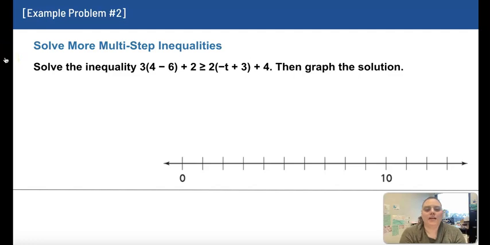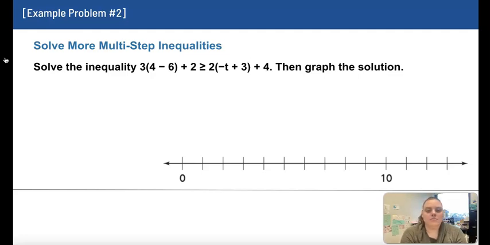Let's look at one more multi-step inequality. So we have this big inequality: 3 times the quantity 4 minus 6, plus 2, is greater than or equal to 2 times the quantity of negative t plus 3, plus 4. And then graph it.